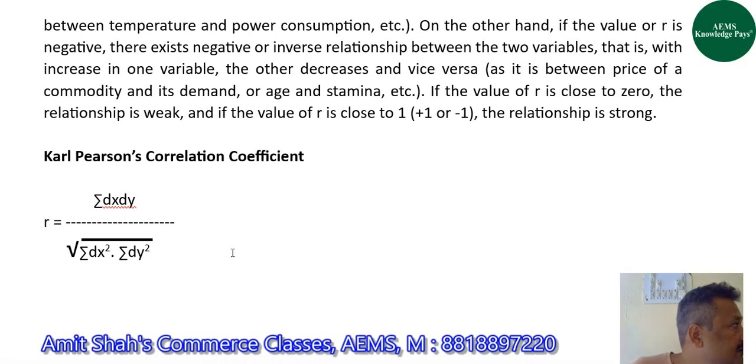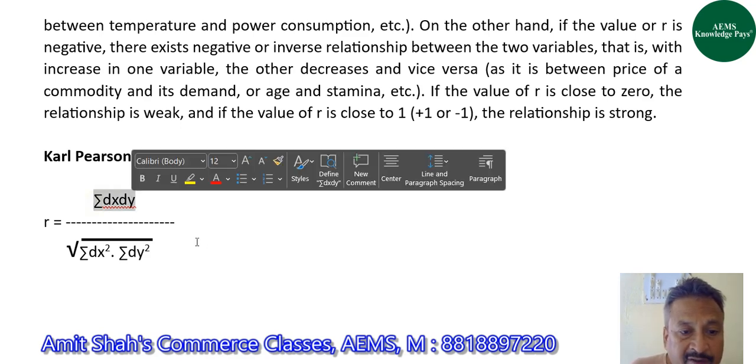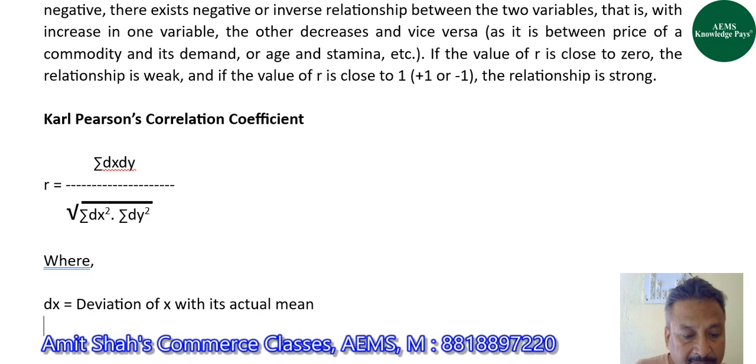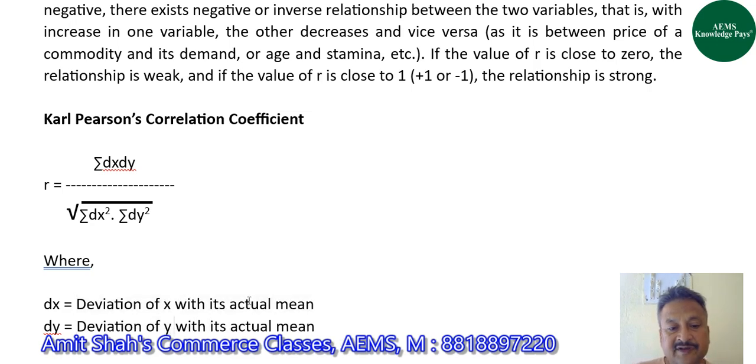I hope you have got this, guys. In numerator, we have summation dx dy. In denominator, we have square root of product of summation dx square and summation dy square, where dx is deviation of x, our one variable, from its actual mean, and same as dy, that is deviation of y from its actual mean.